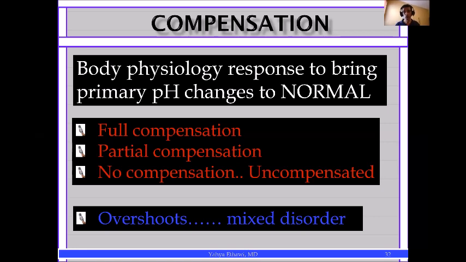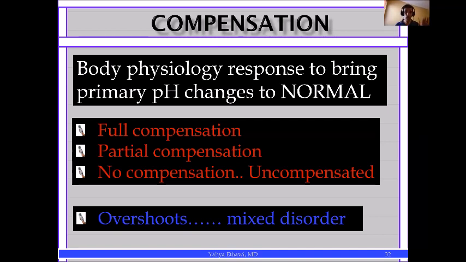If they overshoot, and overshoot means the primary defect, when you look at the PCO2 and bicarb, is either metabolic or respiratory acidosis. But when you look at the pH, it looks like alkalosis. And that means you are overshooting the correction. And when you're overshooting, you have a mixed disorder.